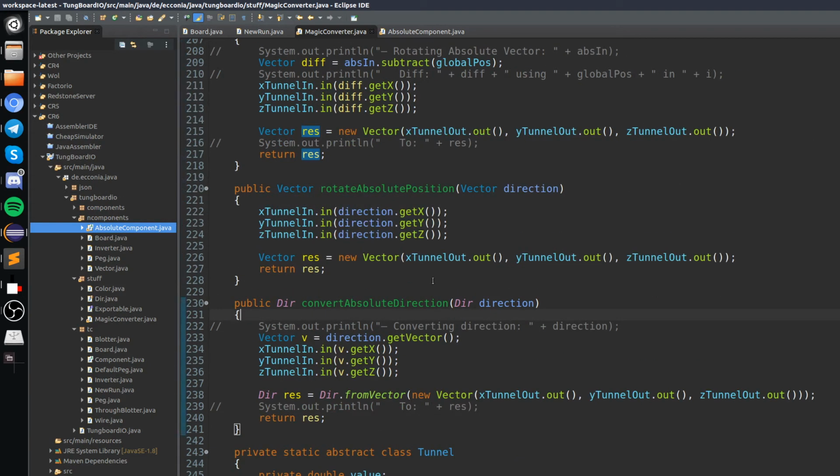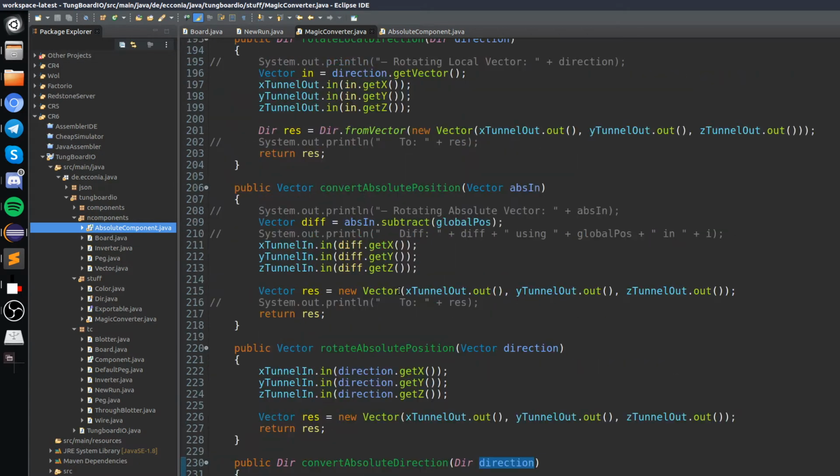I did the same for directions, except that I just get the vector for the direction, I dump the vector into the rotation thing, the tunnels, and I get the vector back, and I turn that vector back to the direction and return the direction. That's how you rotate that one.